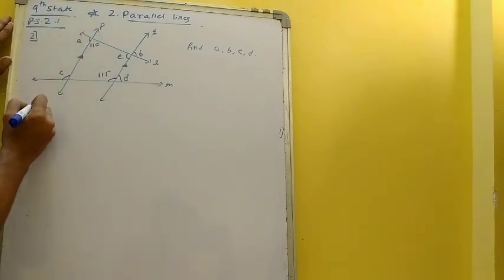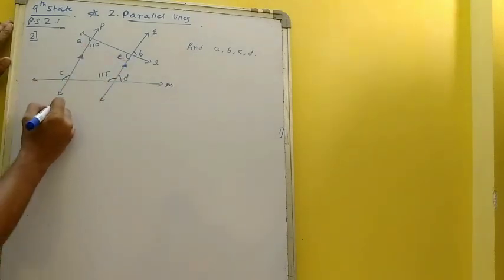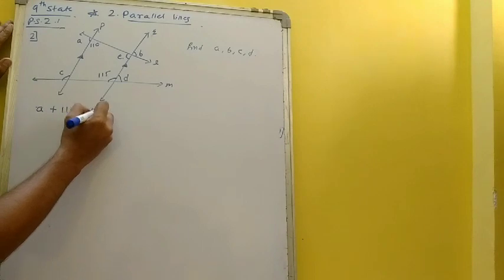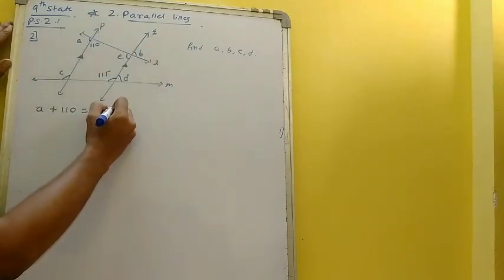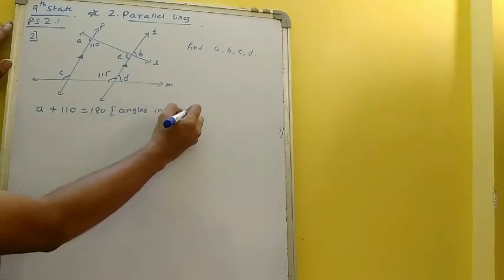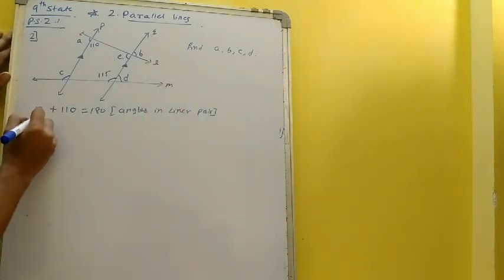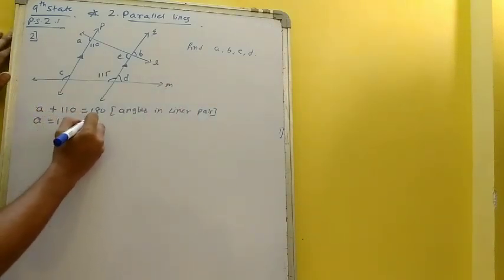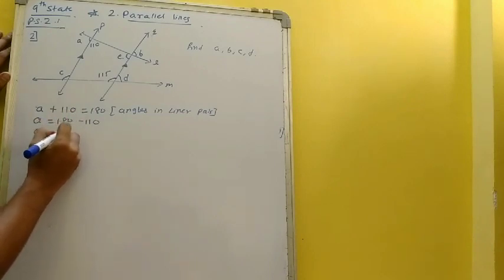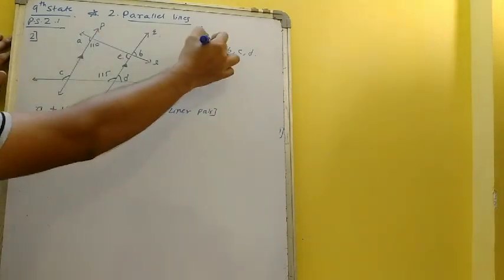We know that as this is a straight line, I can say that A plus 110 is equal to 180. As this is a straight line, so I can write angles in linear pair. Okay, so A is equal to 180 minus 110. So A is equal to 70. Okay, we have the value of A, that is 70. So A is done.